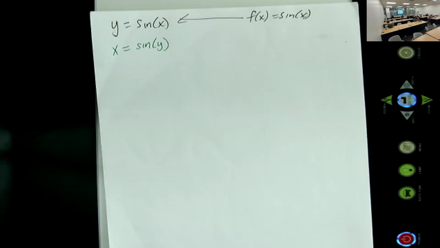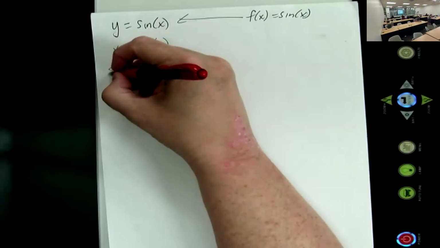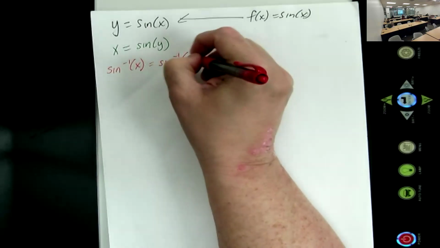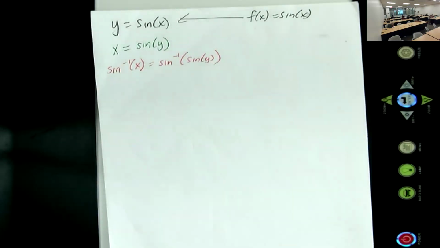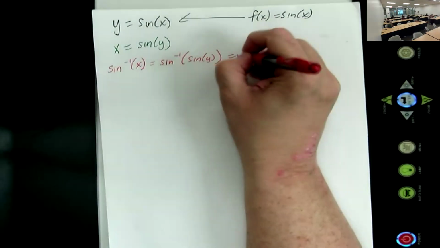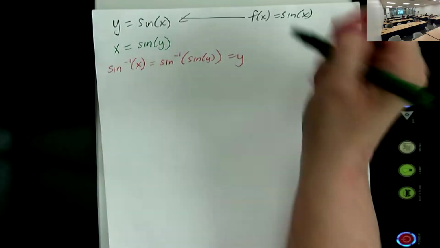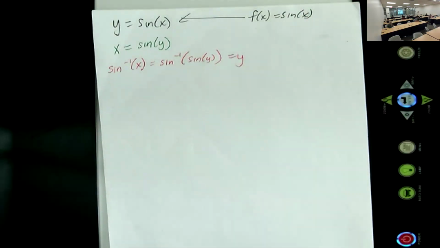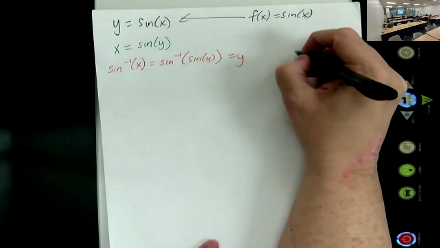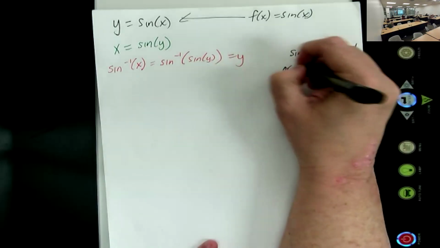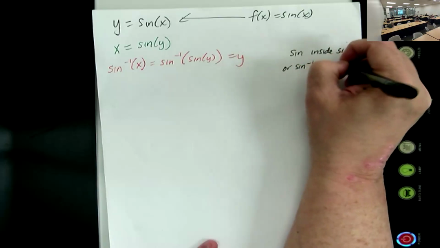And it seems kind of weird, like how do we get rid of the sine? The inverse does it. So when we have sine inverse x, it's like doing sine inverse of sine of y. The sine inverse and sine cancel out. But one has to be inside the other. Sine inside sine inverse or sine inverse inside sine cancel.